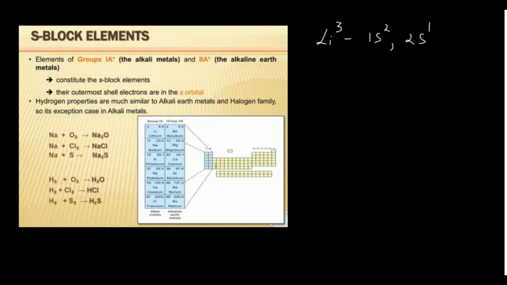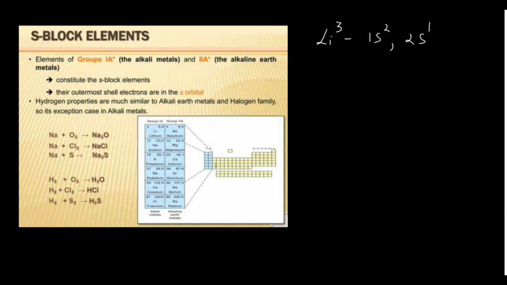Now you can see here, as I already told you, hydrogen's properties are much similar to the alkali metals and hence the halogen family. So it's an exception case in the case of the alkali metals. It should be the alkali metals, not alkaline earth metals. Please remember this thing.